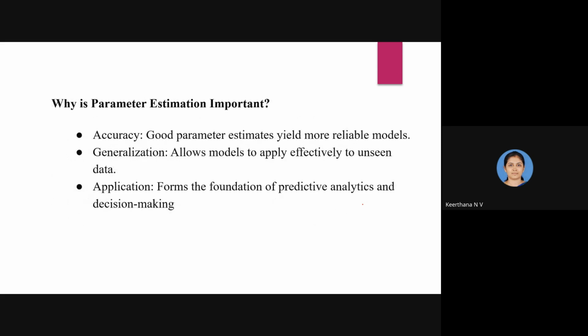So why is it important? The first thing is accuracy. If you do your parameter estimation in a very good manner, then your model will be more reliable with accurate results. The second thing is generalization. While using parameter estimation, you will achieve high generalization of your models. It means your models can apply effectively on unlabeled data, that is, unseen data. So that is generalization.